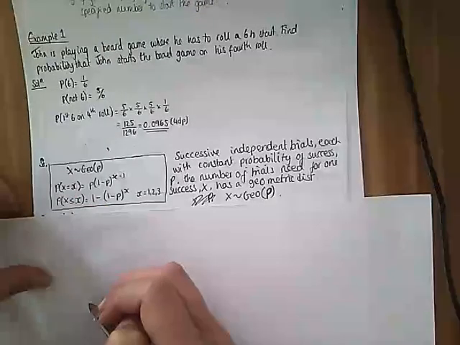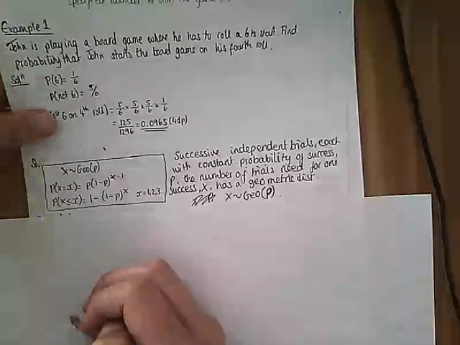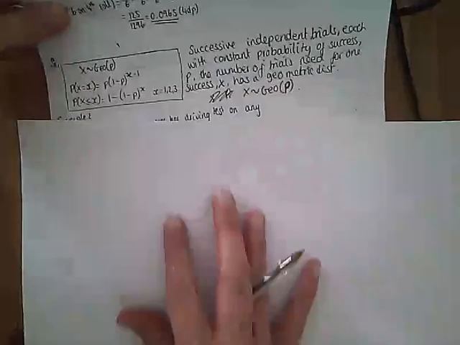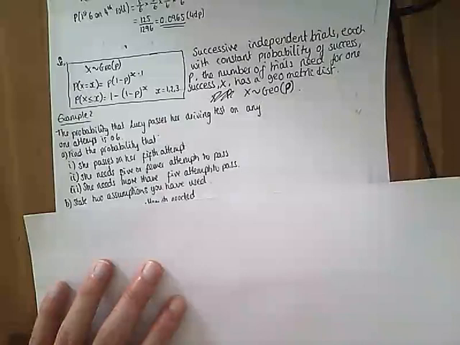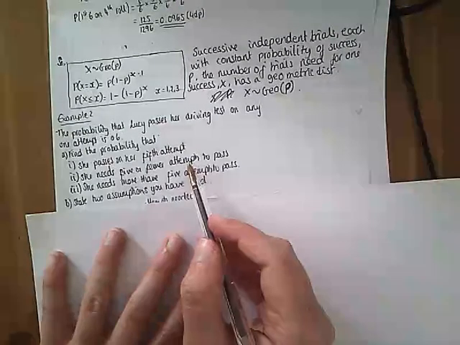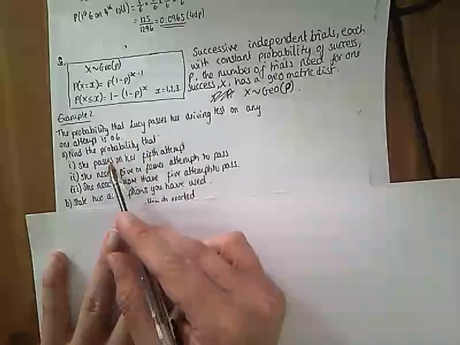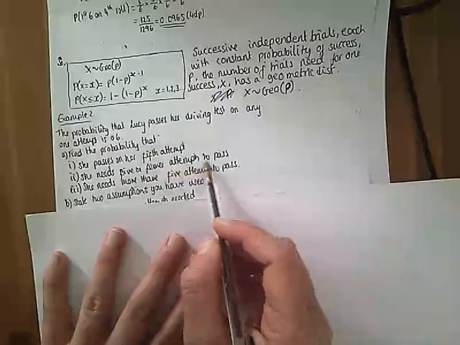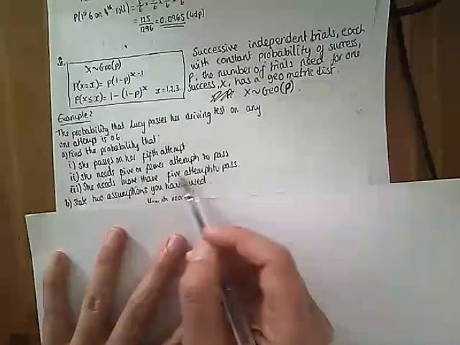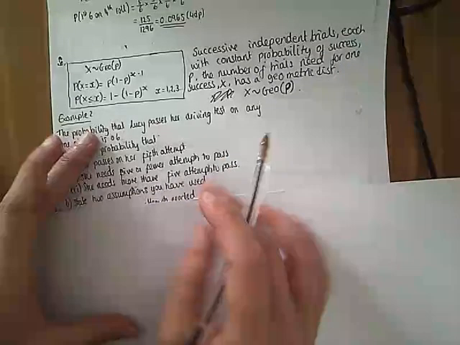Okay, right, so let's kick us off with a little example. Here we go. So the probability that Lucy passes her driving test on any one attempt is 0.6. Find the probability that she passes on her 5th attempt. She needs 5 or fewer attempts to pass. She needs more than 5 attempts to pass, and we've got to state our 2 assumptions.